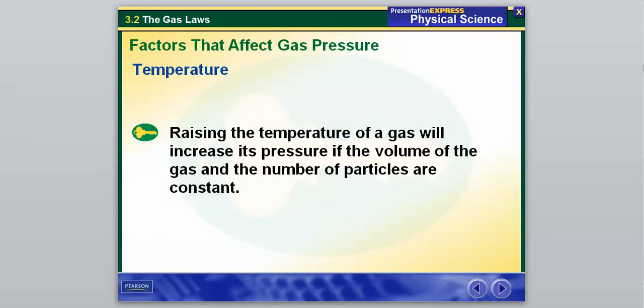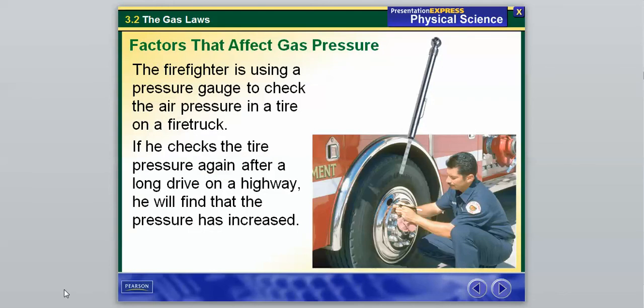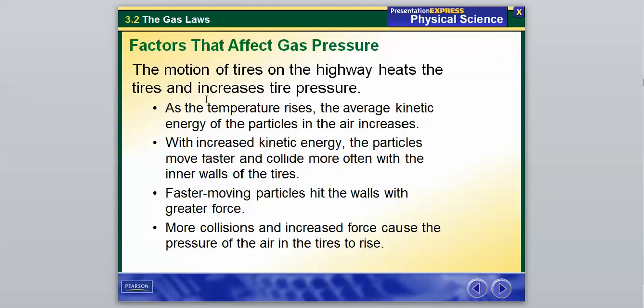And we're going to get another real-life example. There are a lot of examples here to help us understand this a little better. Over here, there's a firefighter using a pressure gauge to check the air pressure in his tires. If he checks the tire pressure again after a long drive on the highway, he will find that the pressure has increased. The reason is the motion of the tires. The motion of the tires on the highway heats the tires, and therefore it increases the tire pressure.